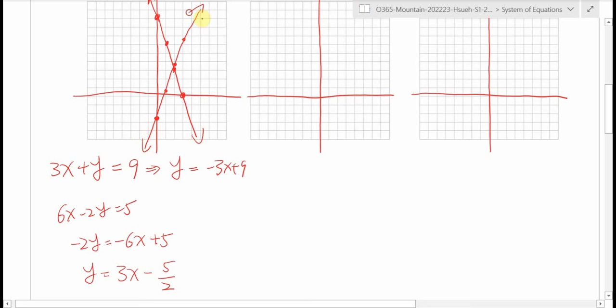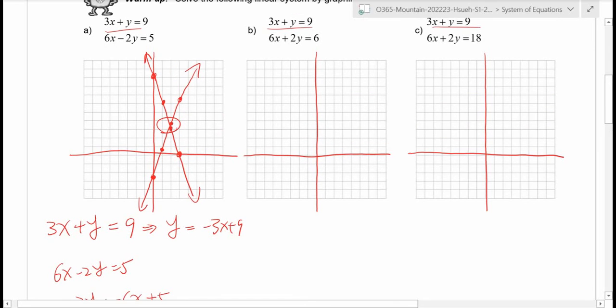To be honest, I have no idea where they intersect, and I don't really care, but you can see clearly they intersect at that point. I don't actually know the solution, but that's not the whole point of this exercise. I'm going to do the same thing for these two other graphs. We have a y-intercept of 9, which is right here. I'm going to go down 3, 1 right, 1, 2, 3, 1, 2, 3, 1, 2, 3. So here's the line.